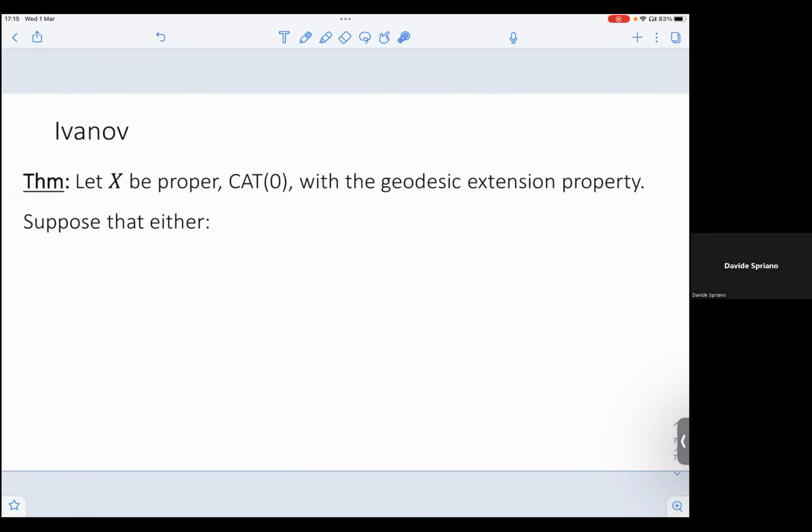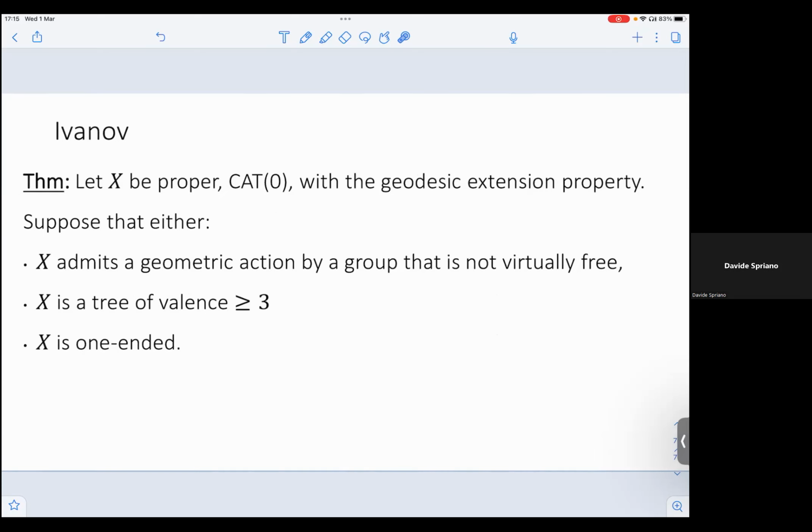And now we need some hypotheses. And those hypotheses are going to be very not restrictive. So either you have a geometric action by a group that is not virtually free, so any CAT(0) space with a co-bounded and proper group action that is not a virtually free group works, or X is a tree of valence at least 3. So this is also fine if you have a free group. Or X is one-ended and there is no assumption on the group action whatsoever. Suppose that you have one of those three.